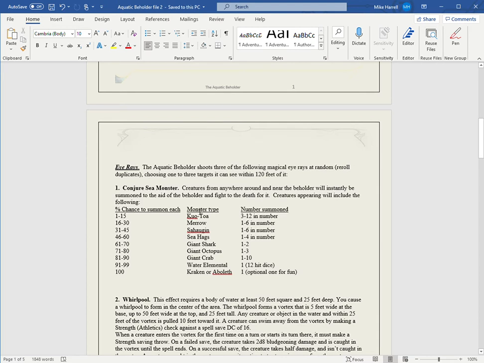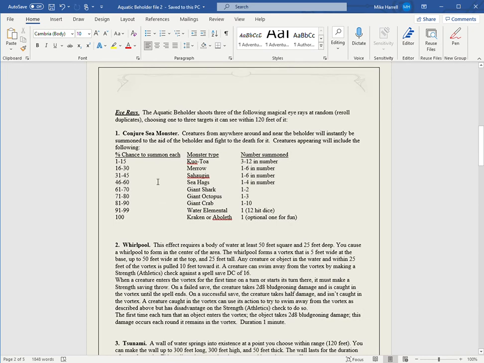Now we get into the eye rays. The aquatic beholder shoots 3 of the following magical eye rays at random. Reroll any duplicates, choosing 1 to 3 targets it can see within 120 feet of it. So first ray right here does a Conjure Sea Monster. So the beholder's not always going to fight alone. It can use this ray to summon help.